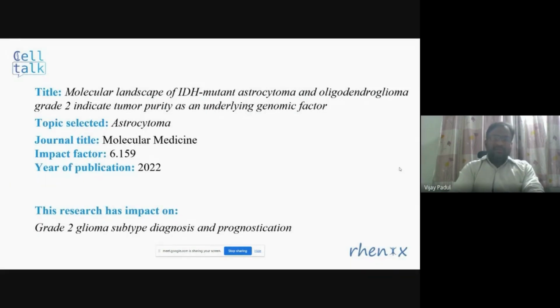The topic selected for this presentation is astrocytoma. The journal in which this paper has been published is Molecular Medicine. It has an impact factor of 6.159. It was published in the year 2022. The research presented in this article has an impact on grade 2 glioma subtype diagnosis and prognostication.